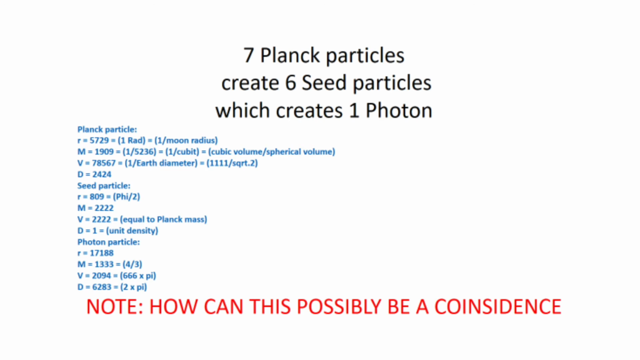1/5236. The amazing importance of these values begins with the Planck particle mass being equal to the reciprocal of the 5236 sacred Egyptian cubit value, which also corresponds to its spatial efficiency percentage, while its volume value of 78567 is equal to 1111 divided by square root 2. It must also be noted that the hexagonal cross-section of the Planck particle represents a polyhedral geometry known as the vector equilibrium.